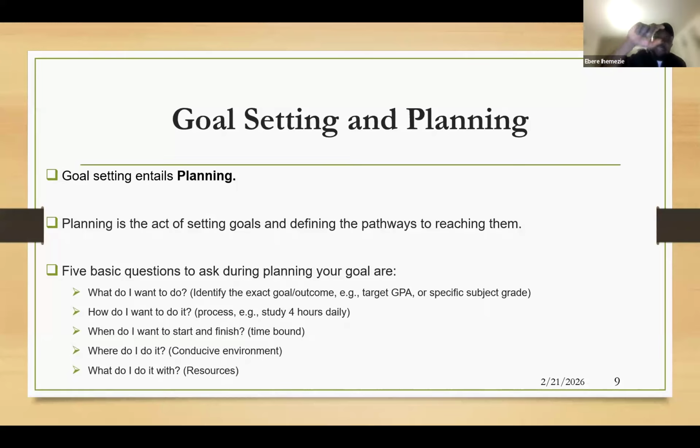So yeah, after setting the goal, next is how do I want to do it? What process will I use to achieve this goal? And that is where the process comes in. For example, how many hours are you willing to set out in a day in order to study? 4 hours a day, 3 hours, 2 hours, 5 hours? What is the process that will allow you to achieve that goal?